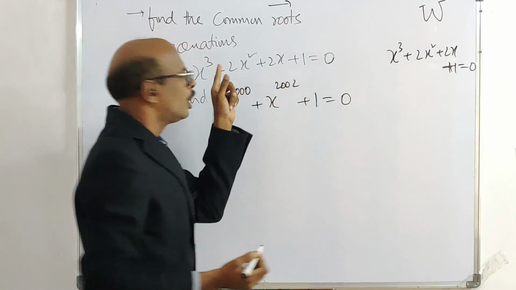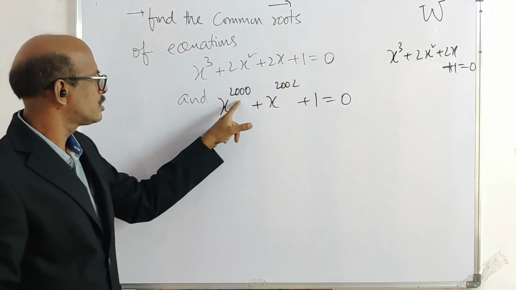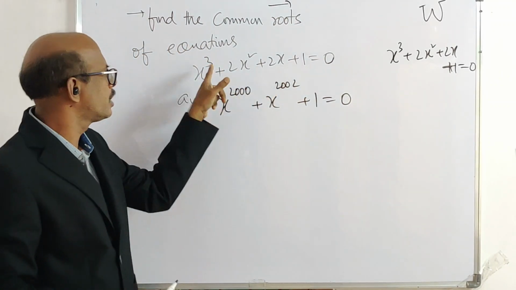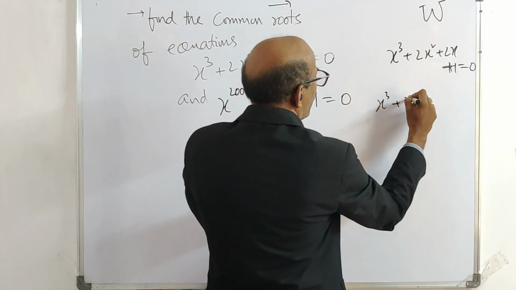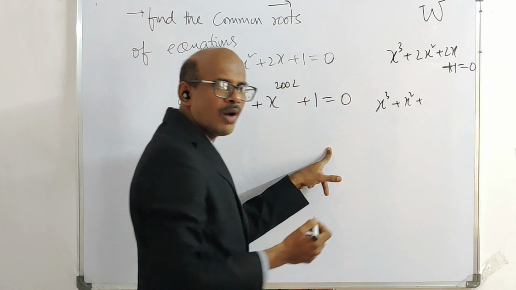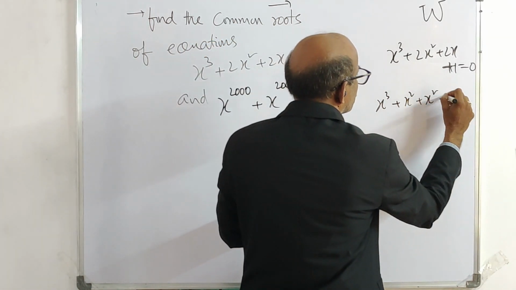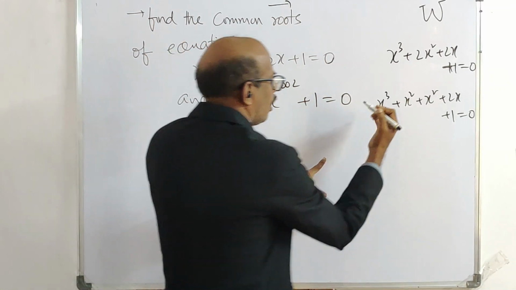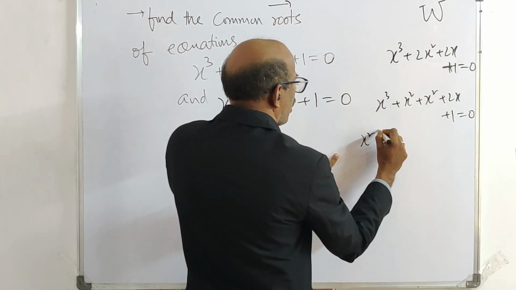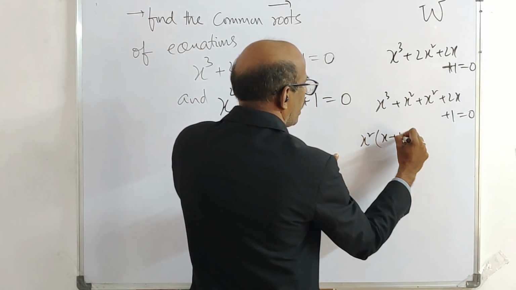This is the given cubic equation, third degree. It is a 2002 degree, this one is degree 2002. Suppose here I go like this: 2x square is split as x square plus x square. Understood my point? Here, if I take x square common in the first and second terms, it will be like this.